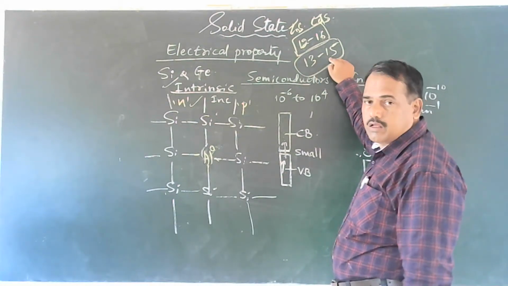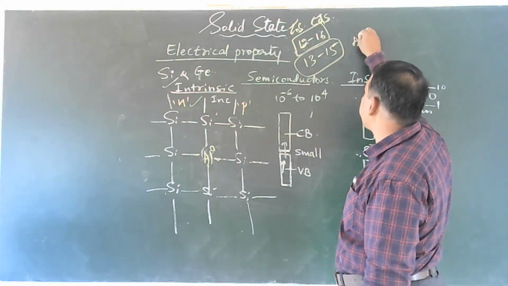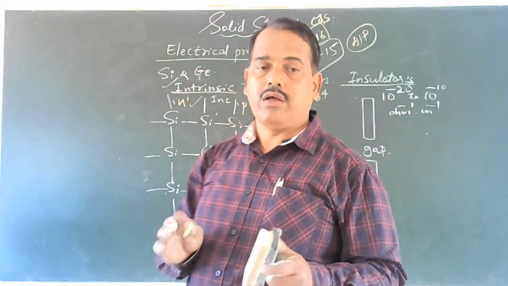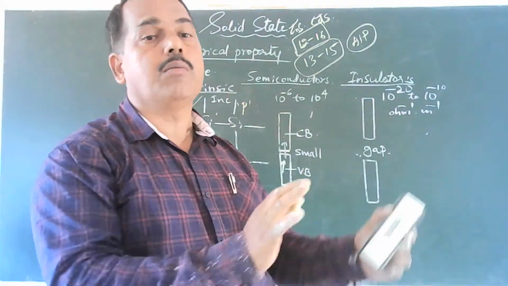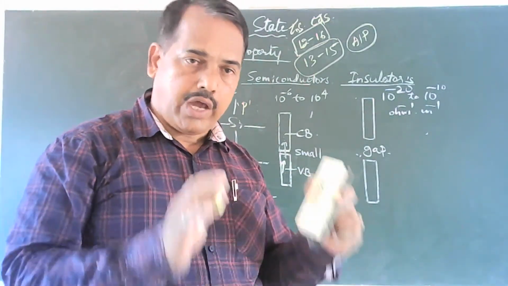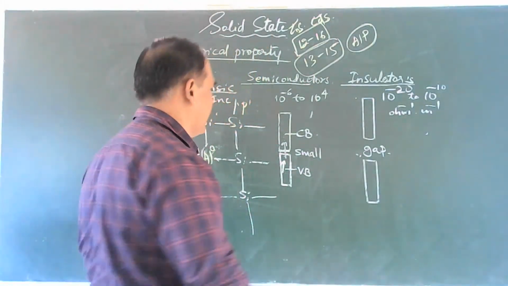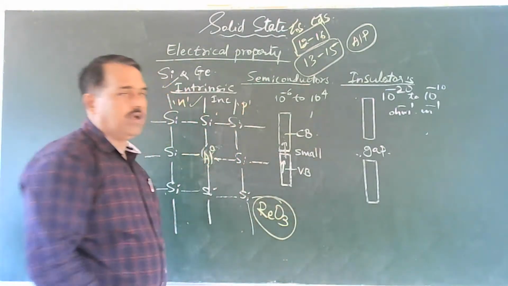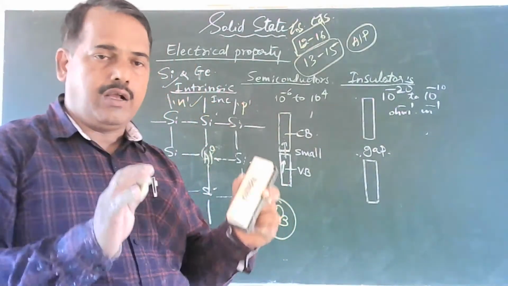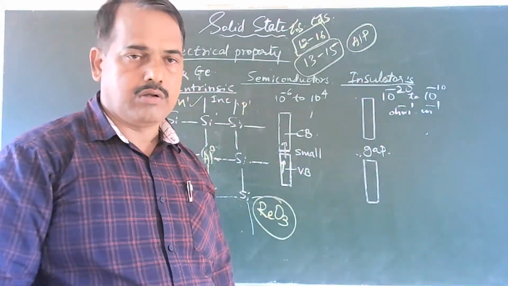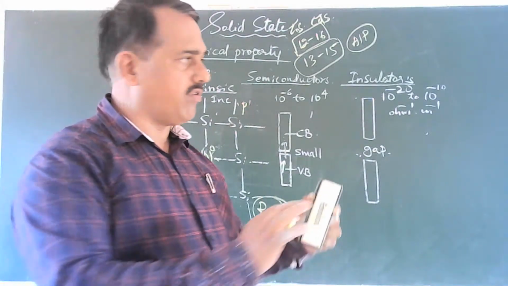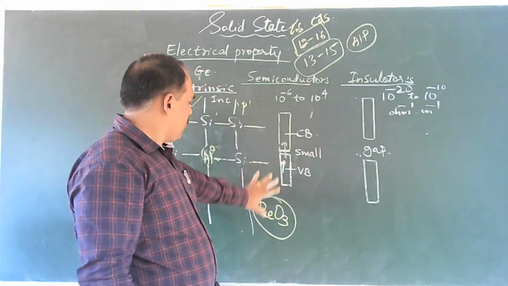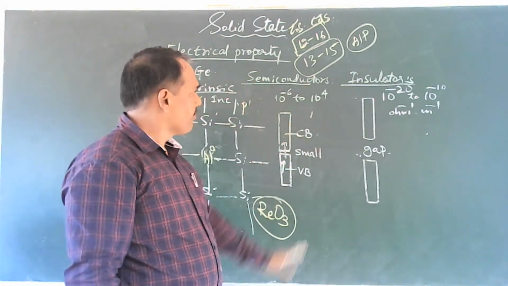If you go for 13 group and 15 group, say 13 group aluminium and 15 group phosphorus, aluminium phosphide, we will find a particular substance which is a conducting material. We have a conducting material like rhenium oxide, ReO3. So it is conducting like copper. So these are the uses of semiconducting phenomena. Clear? So particularly you have to study about semiconductors.